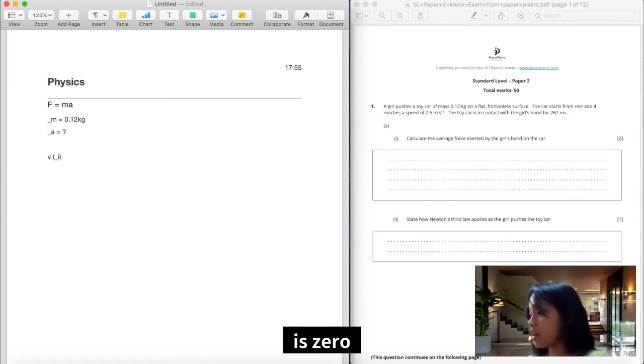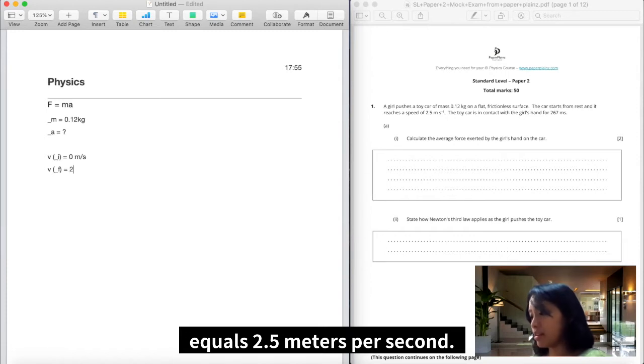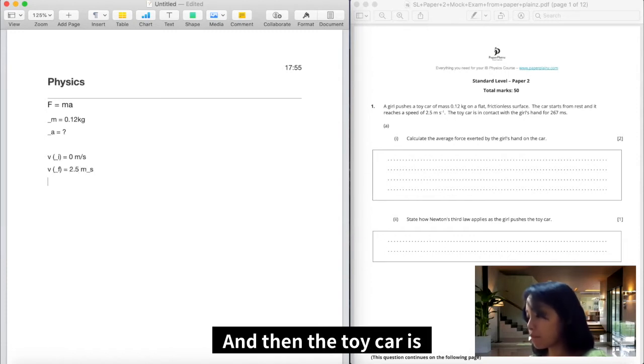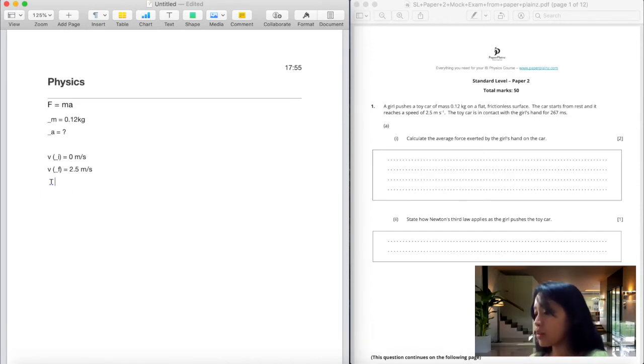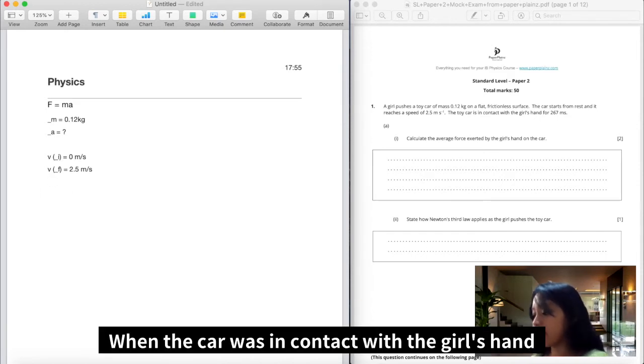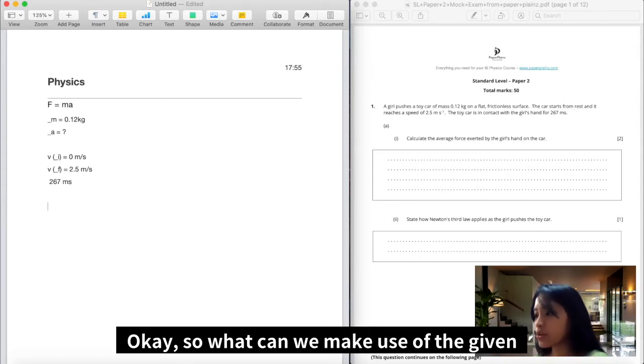the initial velocity of the car is equal to 0 meters per second, and the final velocity of the car equals 2.5 meters per second. And then the toy car is in contact with the girl's hand for 267 milliseconds. So the time when the car was in contact with the girl's hand is 267 milliseconds.